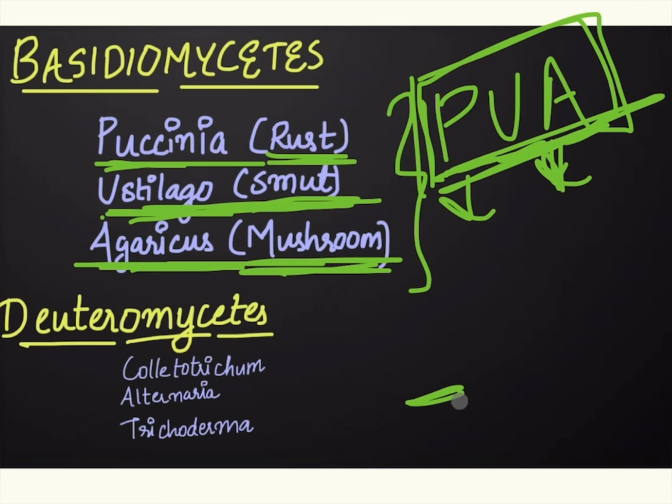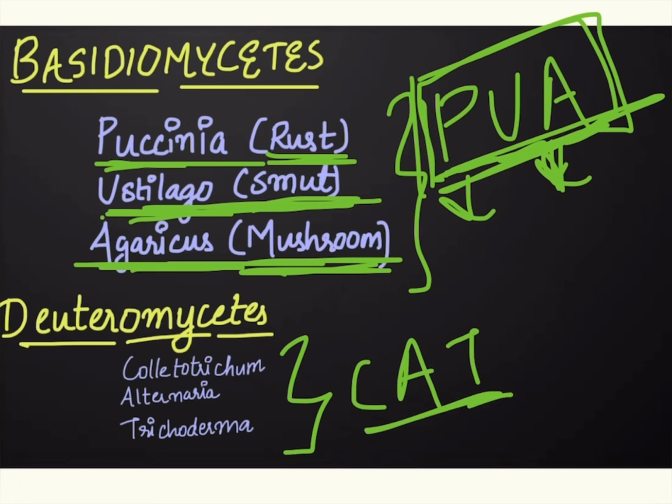Deuteromycetes. For Deuteromycetes, the trick is CAT. C stands for Colletotrichum, and then Alternaria is for A, and Trichoderma for T. T stands for Trichoderma.